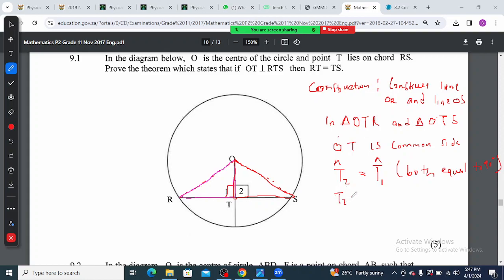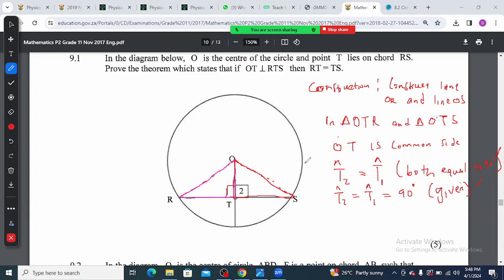Or you can say angles on a straight line. You can say that, but use this one in an exam. Or you can say angle T2 is equal to angle T1 is equal to 90 degrees, and the reason is given. So you can write this reason or you can write that reason. Write one of these. Any question here?